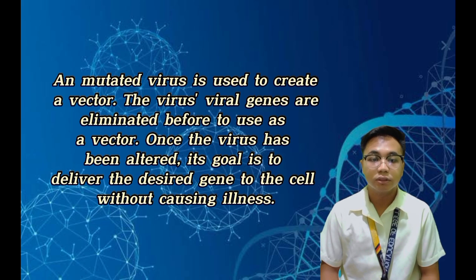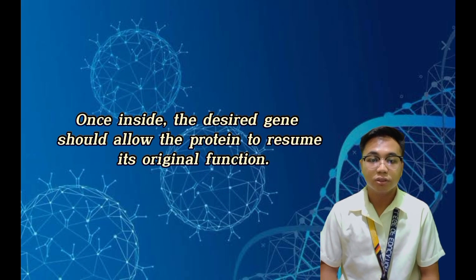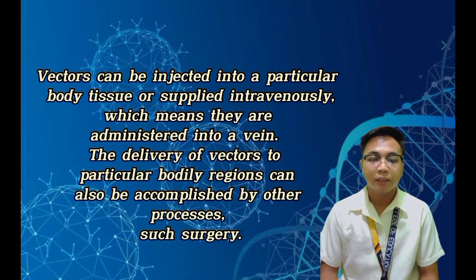A mutated virus is used to create a vector. The viral genes are eliminated prior to use as a vector. Once the virus has been altered, its goal is to deliver the desired gene to the cell without causing illness. Once inside, the desired gene should allow the protein to resume its original function. Vectors can be injected into a particular body tissue or supplied intravenously, which means they are administered into a vein. The delivery of vectors to a particular bodily region can also be accomplished by other processes, such as surgery.